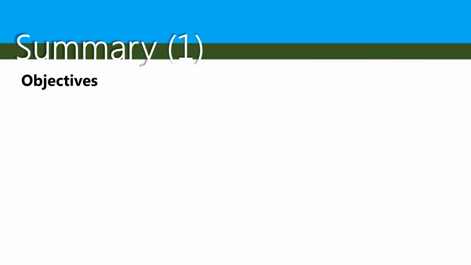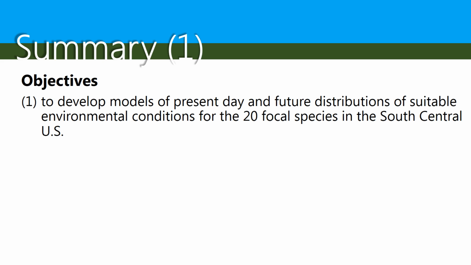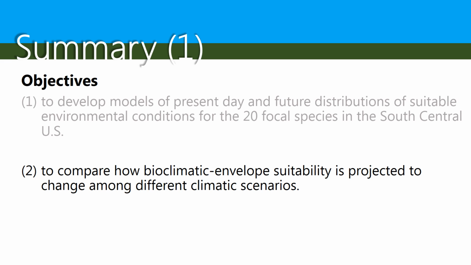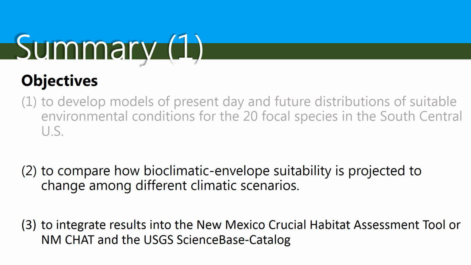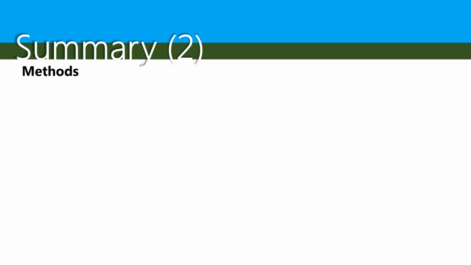We had a threefold objective. We wanted to develop models of present-day and future distributions of suitable environmental conditions for 20 focal species in the south central US. We wanted to compare how bioclimatic envelope suitability is projected to change among the different climatic scenarios. And lastly, we wanted to integrate our results into the New Mexico Crucial Habitat Assessment Tool, or the NMChat, and into the USGS Science-Based Catalog.